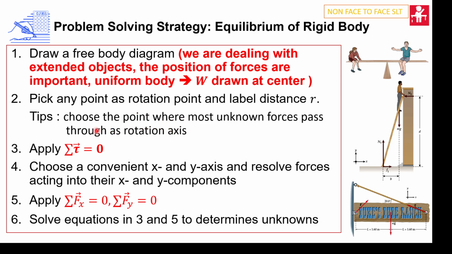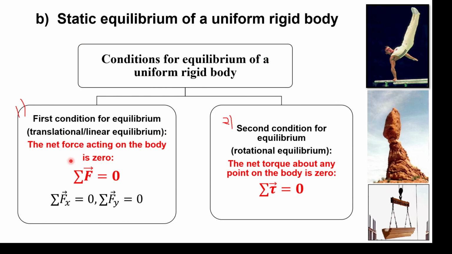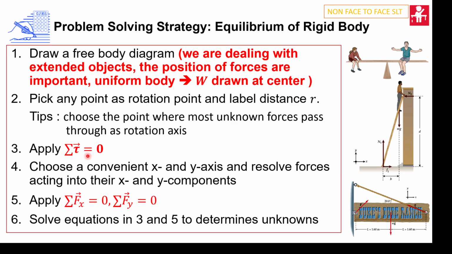Another tip is to choose a point where the most unknown forces pass through the rotational axis. If you choose this point, you have fewer forces to deal with, one or two, whereas at another point you can have one, two, or probably three forces. So this is the ideal point. Now apply our condition for equilibrium from our last slide: the summation of torque equals 0.